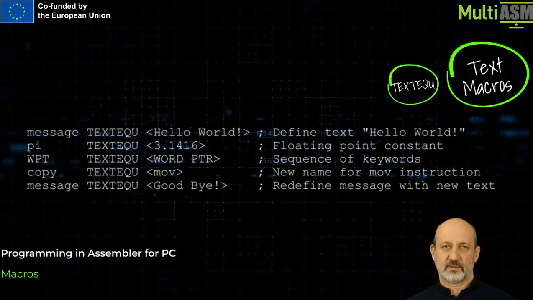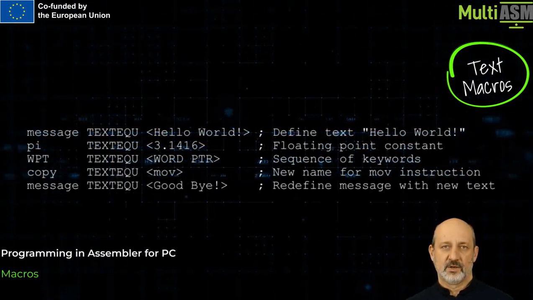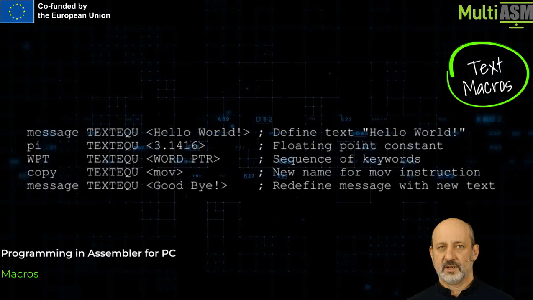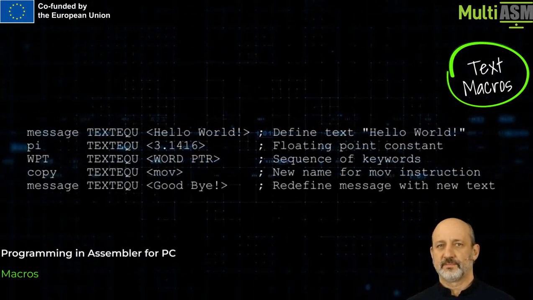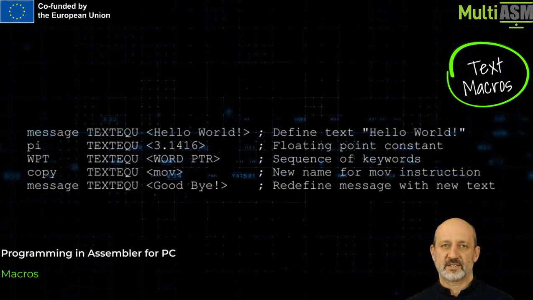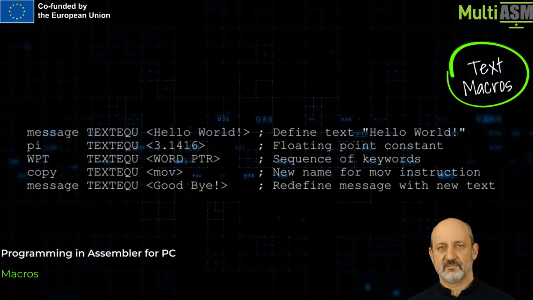Using text macros, it is possible to name some constants, like pi, shorten other directives, and even create your own instruction names. Previously defined text macro can be redefined later in a program, like the message symbol in the example.